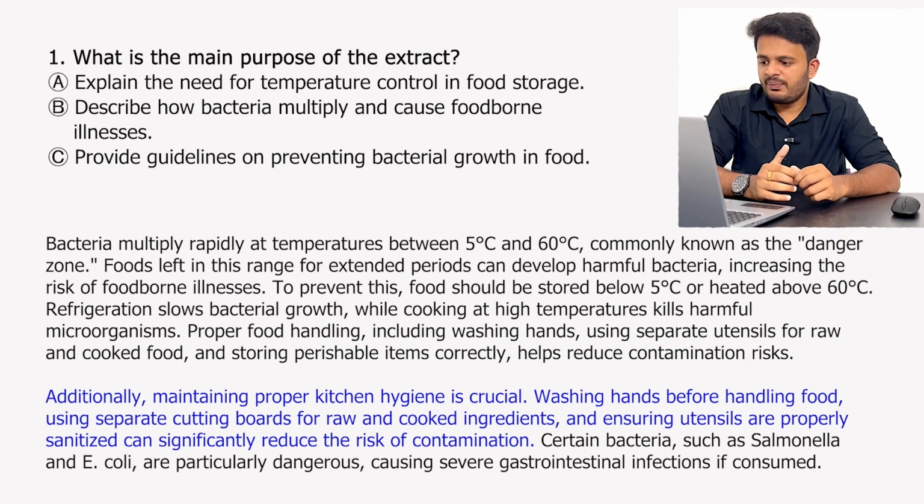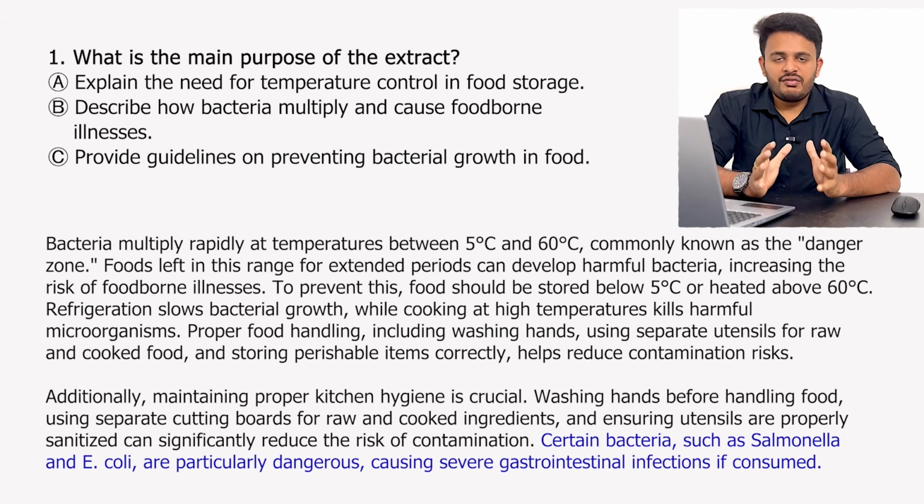Moving to the next paragraph. Additionally, maintaining proper kitchen hygiene is crucial. Washing hands before handling food, using separate cutting boards for raw and cooked ingredients, ensuring utensils are properly sanitized can significantly reduce the risk of contamination. This part also tells us how to avoid the risk of contamination. Next, certain bacteria such as Salmonella and E. coli are particularly dangerous, causing severe gastrointestinal infections if consumed. The last sentence names the bacteria that can cause food contamination.